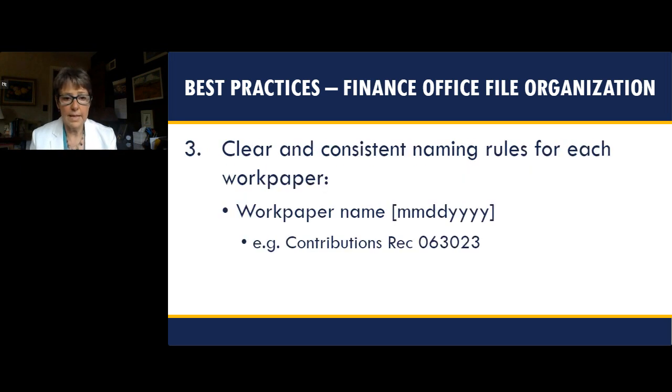And again, the clear and consistent naming rules for each work paper. Here I have month, date, year. But then down here I have month, date, year. Oh, oops. Choose one and be consistent, because they will then flow in proper order. They will alphabetize appropriately, and you're going to be able to find things much more easily.